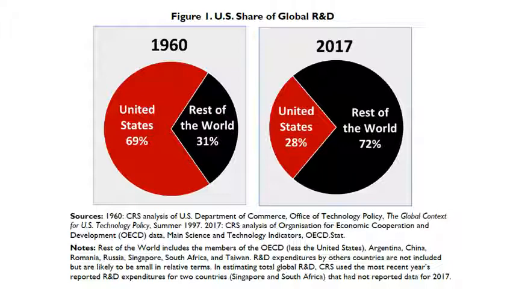After World War II, we've talked about this in other classes, the United States was really the global powerhouse. And the United States, as you can see by this slide, was really investing heavily in global R&D and was investing much more than the rest of the world at that time. However, as you can see in the pie chart on the right, that has really flip-flopped.